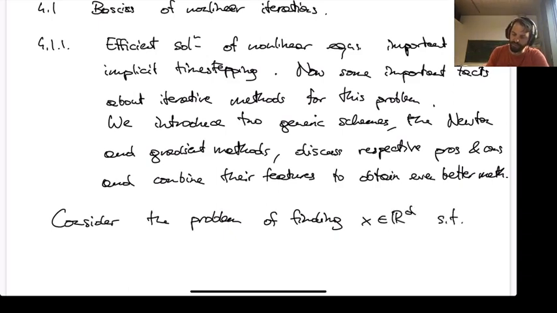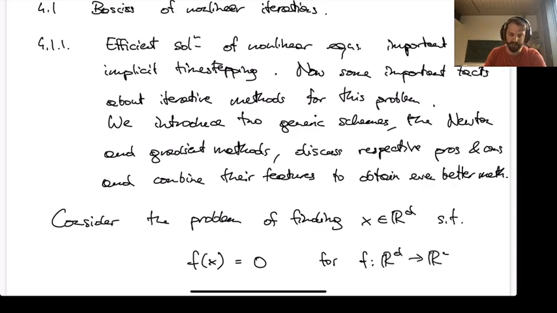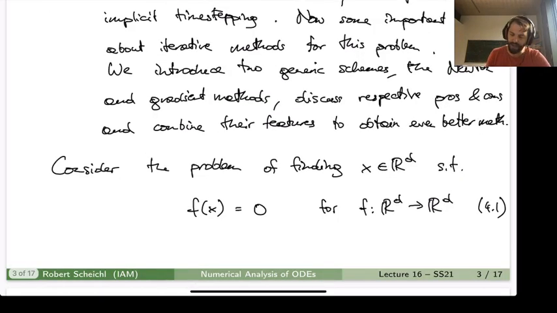So we consider the problem of finding an x in R^d, so a d-dimensional vector, such that again a d-dimensional function f(x) is 0. So f being a function from R^d to R^d. So a square nonlinear system, same amount of nonlinear equations as unknowns.